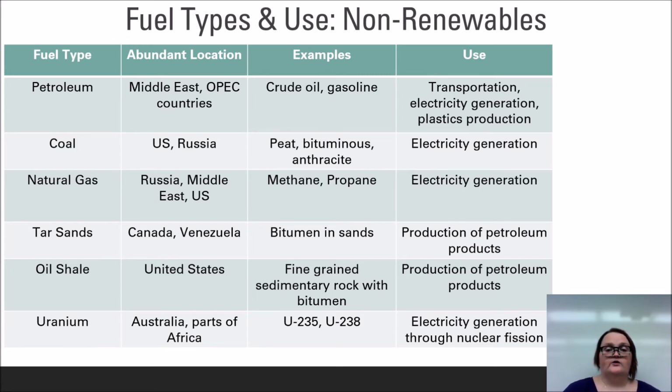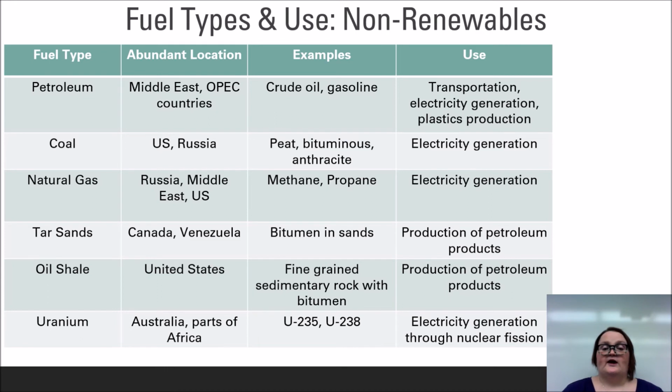Tar sands and oil shale are both very dispersed, very low quality resources that require extensive refining to make them usable. Tar sands are found mostly in Canada and Venezuela, whereas oil shale is found primarily in the United States. Both resources come from small amounts of bitumen, a component of coal that is found in sand or sedimentary rock. Because of their dispersed nature, these resources are not useful for electricity generation. Instead, they are often used as raw materials for the production of petroleum-based products.